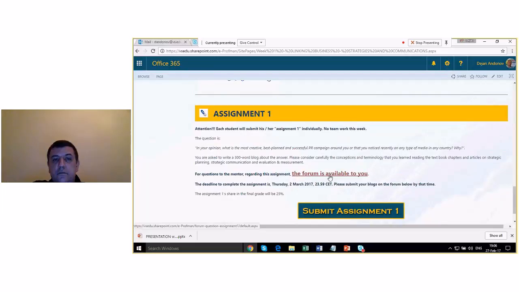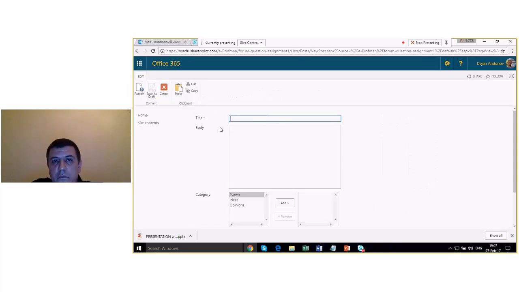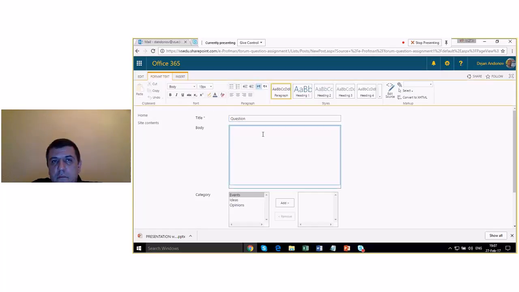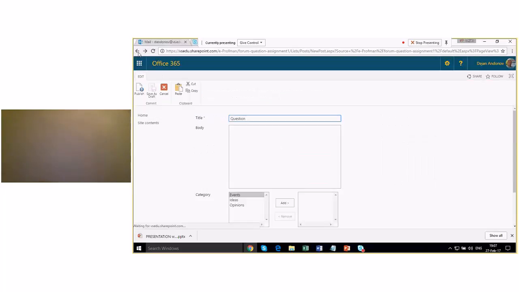What is most important for preparing assignments is the forum for students. So all questions that you have related to the preparation of the assignments, if you have some dilemmas or questions, please use this forum. Just ask a question, and the professor will follow this forum and will answer you as soon as possible. So just click, write the title and text of your question and publish it.